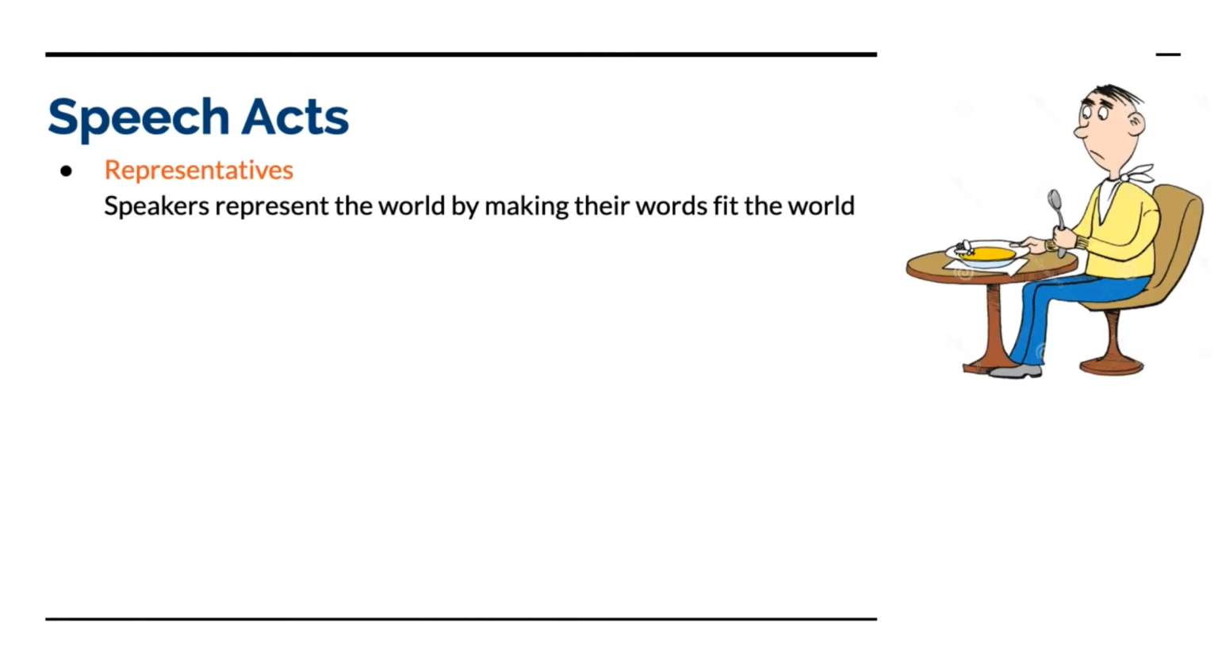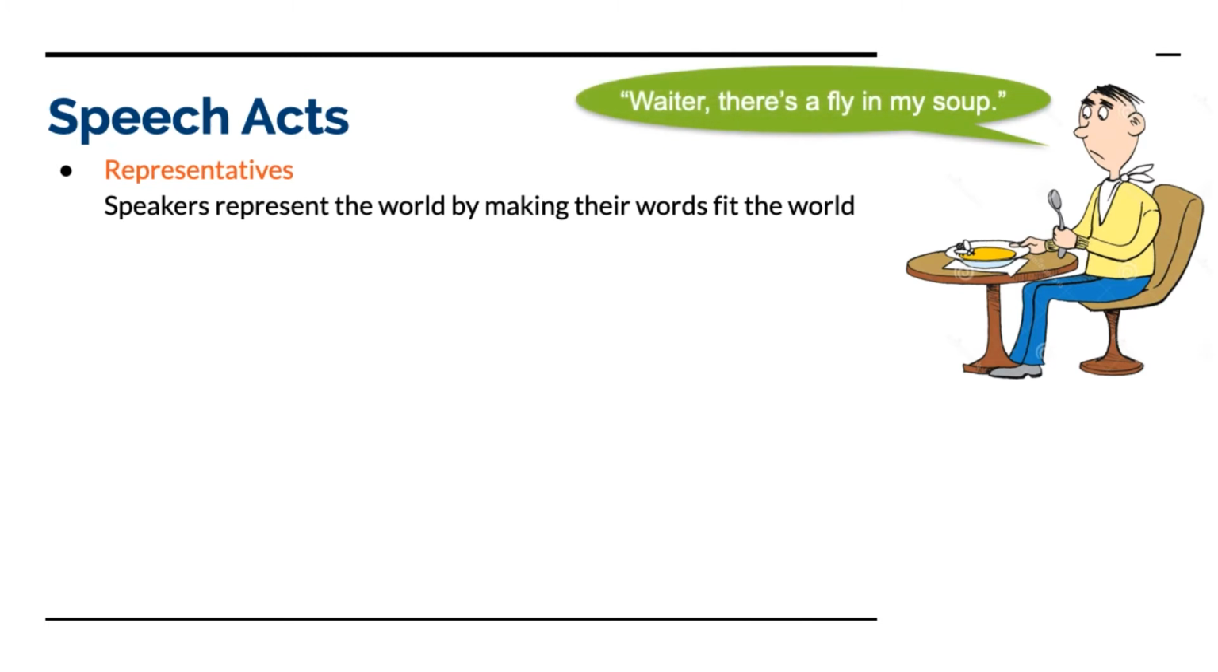So imagine the situation where the man is having some soup, and then there's a fly that lands in the soup, and he calls out, "Waiter, there's a fly in my soup." Well, the situation in the world existed first, and then the utterance is made, and that utterance represents what already exists in the world. And that's what's typical of representative speech acts. The words represent what already exists in the world.